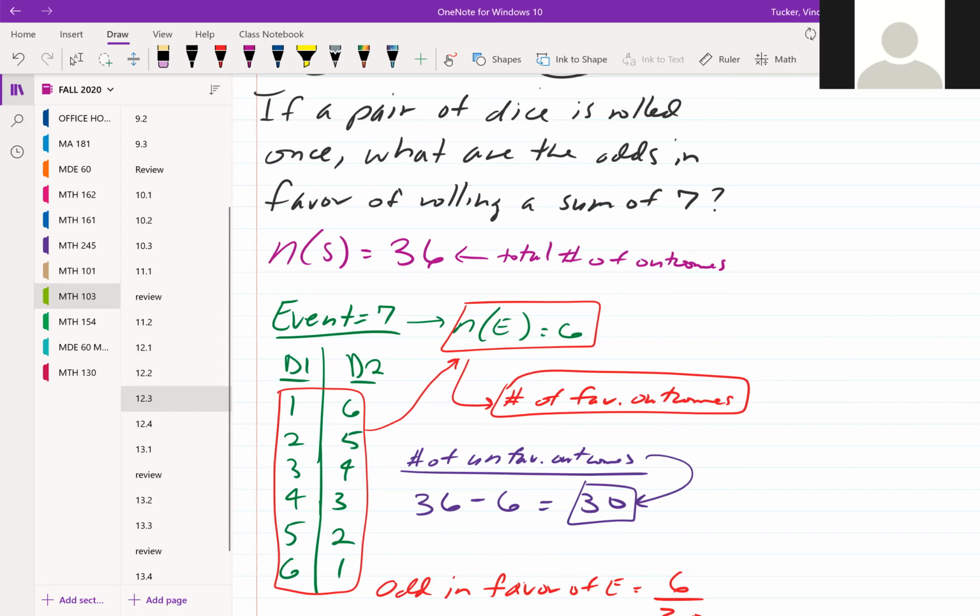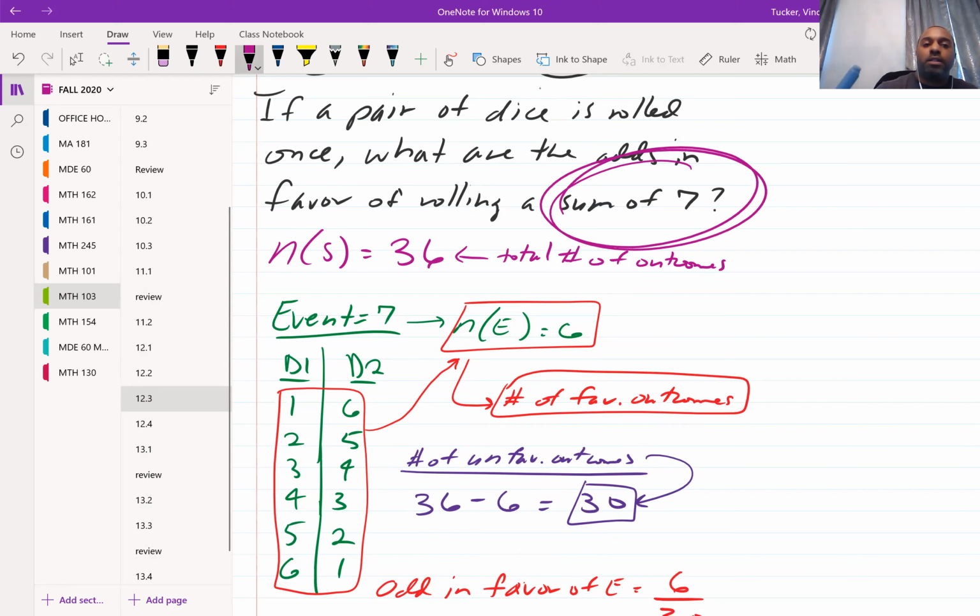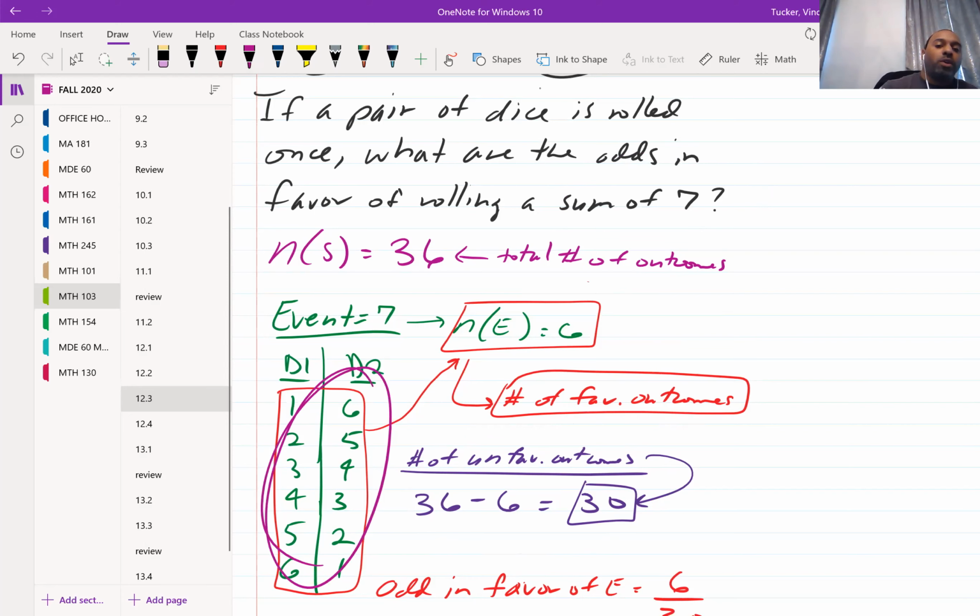What do you mean by favorable and unfavorable? When you say favorable, in other words, it works in favor of what you're trying to accomplish. So your goal here is to get a 7. How many different ways can you roll a 7? It will be these 6 right here. So those are the 6 favorable outcomes. Those are the outcomes that roll a 7 for you. All of the other outcomes out of the 36 don't roll a 7, so those will be considered unfavorable. All right. Did I explain that okay?